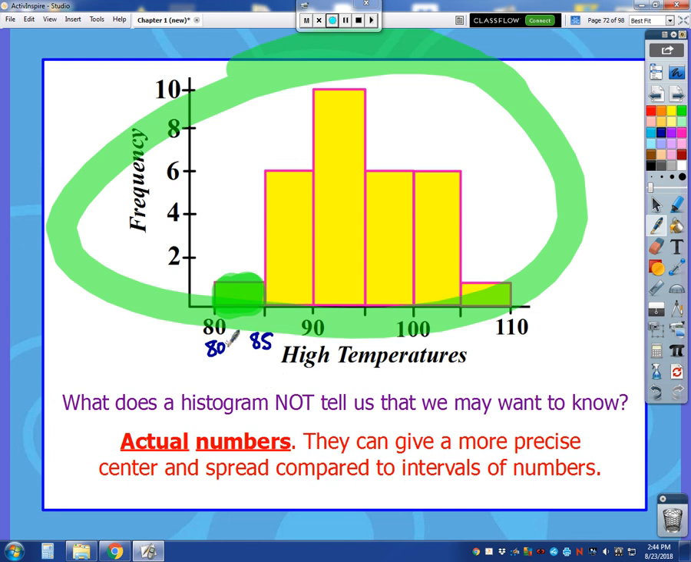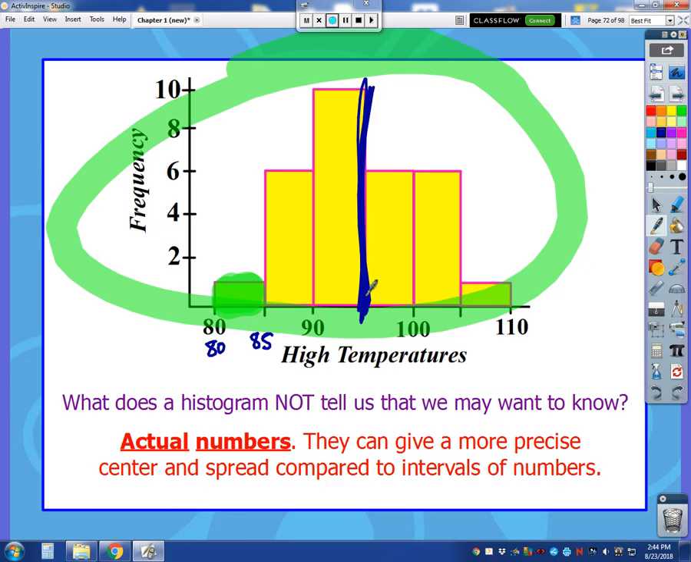So what is the actual smallest number? You don't know just based on the histogram. It's kind of a downfall of a histogram that you don't get those specific numbers, okay? And they can give a more precise center and spread compared to intervals of numbers. So we still get this nice idea of shape. Center you can still kind of approximate.